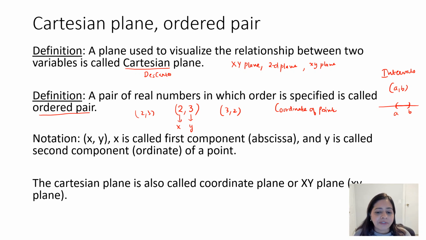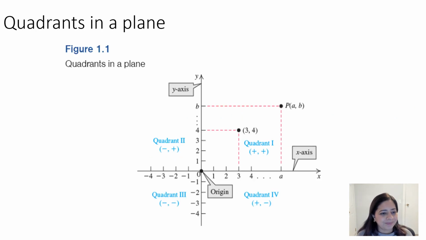And now x is called the first component. A very specific name for that is abscissa, and y is called the second component. Again, a very specific term used for the second component is ordinate. Collectively, abscissa and ordinate are known as coordinates of the point. Even if you don't want to know these terms or use them often, it's fine. You can collectively just call them coordinates of the point. Now the Cartesian plane is also called coordinate plane or XY plane, as I already told you. So done with these terms, move ahead.